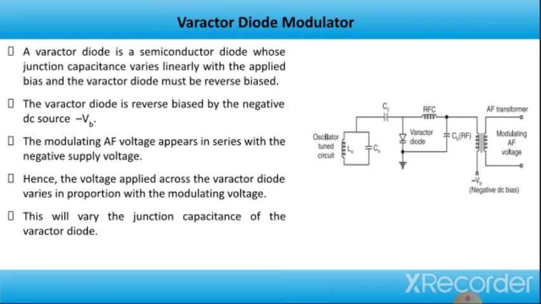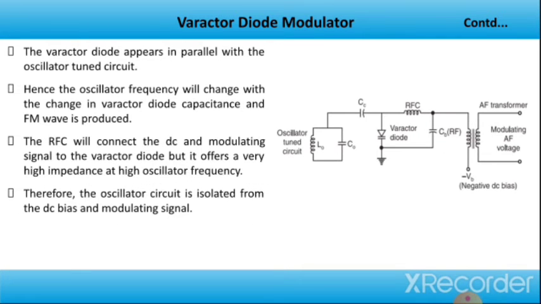The modulating AF voltage appears in series with the negative supply voltage, hence the voltage applied across the varactor diode varies in proportion with the modulating voltage. This will vary the junction capacitance of the varactor diode. The varactor diode appears in parallel with the oscillator tuned circuit, hence the oscillator frequency will change with the change in varactor diode capacitance and an FM wave is produced.